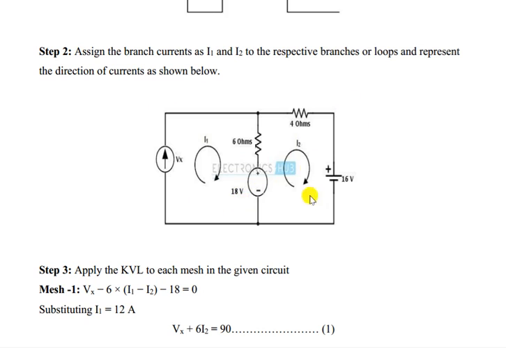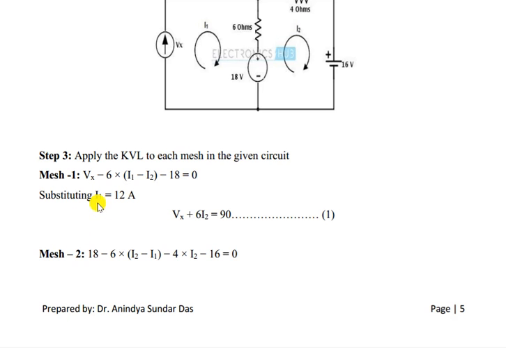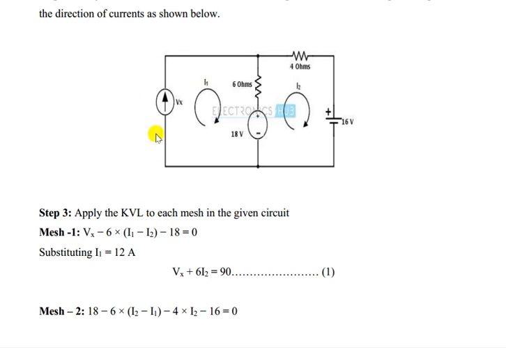So we have two meshes and clockwise direction. So this I1 will be equal to nothing but 12 ampere. I1 will be equal to 12 ampere because this is the current source and this I1 is same as this 12 ampere. Now say you have to write KVL across this mesh 1.